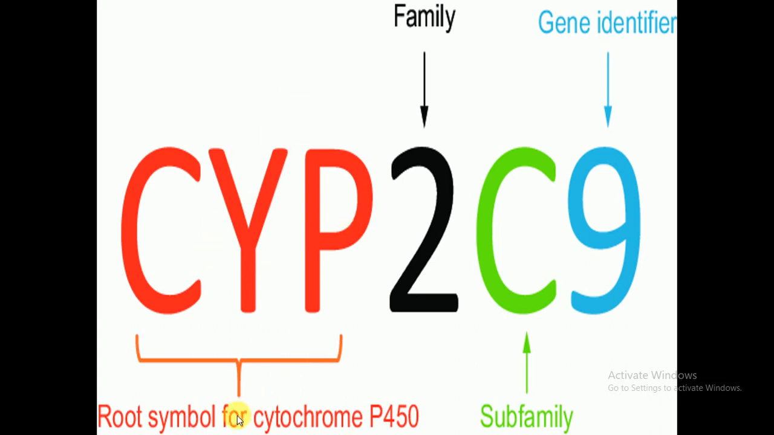Look at here, this is CYP, the root symbol for Cytochrome P450, and 2 is the family, and C is the subfamily, and 9 is the gene identifier.